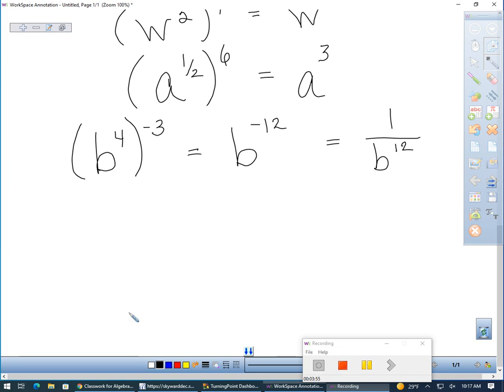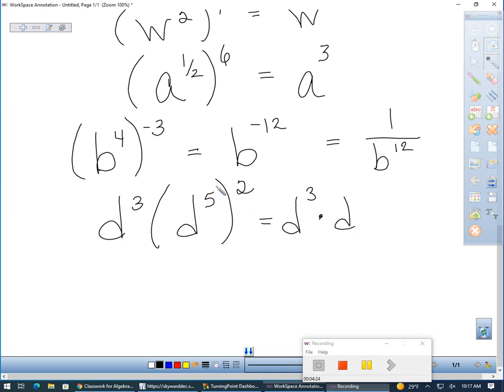One last one on this example. All right, let's say I have d to the 3rd times by d to the 5th raised to the 2nd. So here we've got to start with our last rule first. So we've got to do the exponent raised to an exponent first. So this d to the 3rd I'm just going to write down. And I'm going to times it by this d to the 5th raised to the 2nd. It'll be 10th. And then it goes back to yesterday. You add your exponents. Very good. D to the 13th.